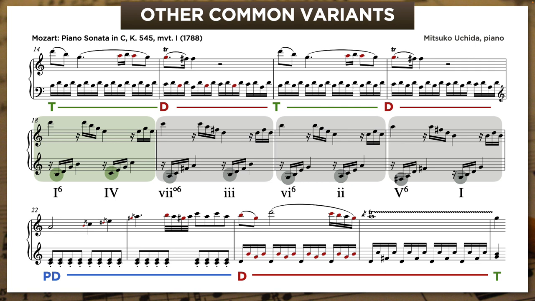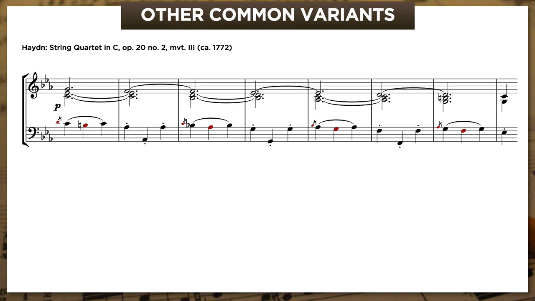Now, as it happens, of all the falling fifth sequences we'll see today, this one is the closest to the harmonic sequence that got us rolling in video 39. You might remember it was from one of Haydn's Opus 20 quartets. Well, a lot of this should look familiar now.